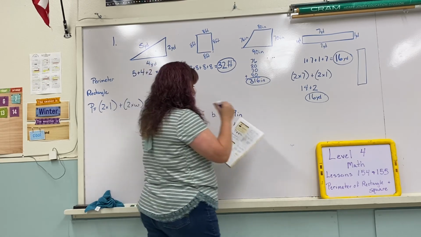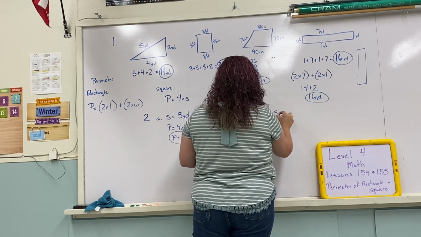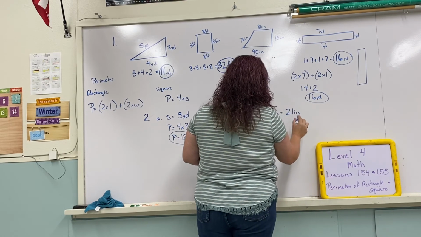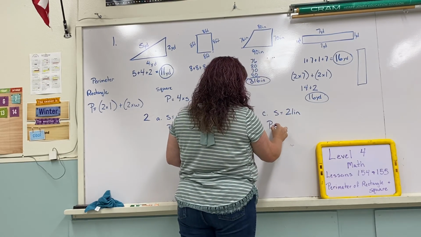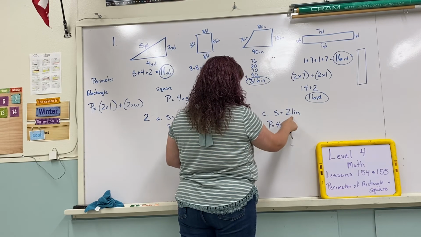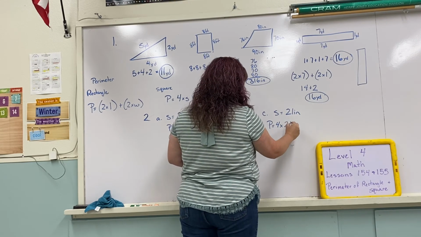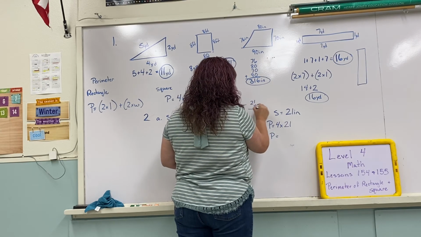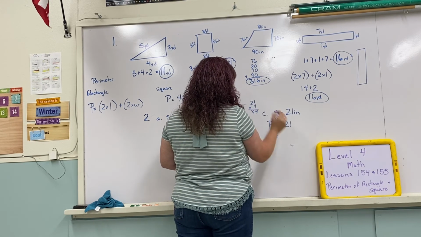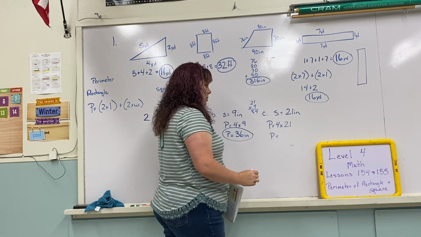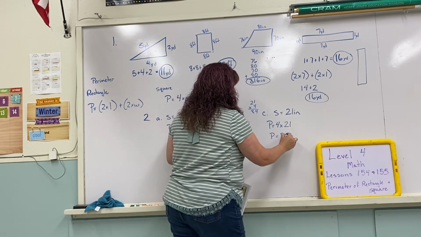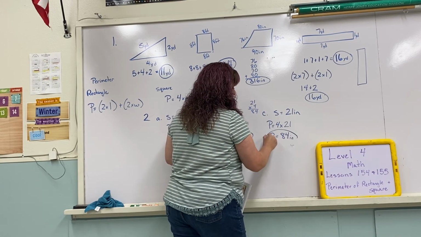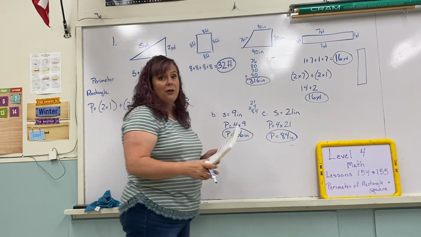Okay, last one, C, it says side equals 21 inches. So you're going to go perimeter equals 4 times, what's our side? 21. Perimeter equals, if you need to do a little side multiplication, go for it. P equals 84. 84 what? Inches. There's our answer.